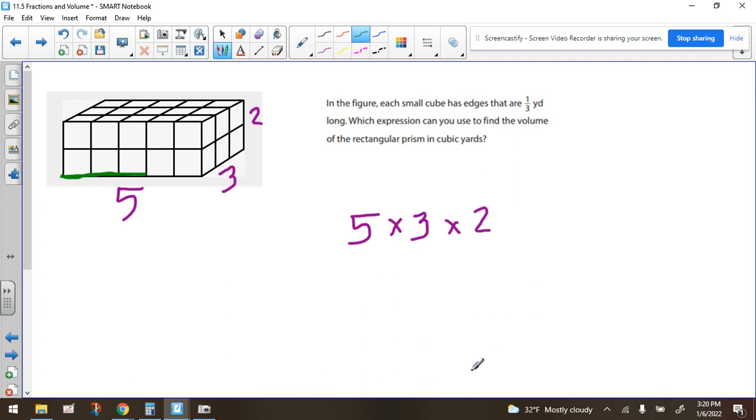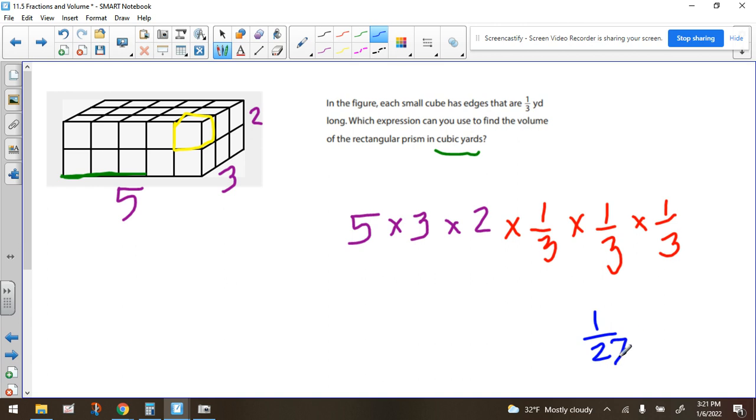So how do we deal with that when they want to know the actual volume in cubic yards? Because if I multiply 5 times 3 times 2, then I'm really talking about how many 1/3 yard cubes I have. So that means we have to throw into the mix 1/3 times 1/3 times 1/3. And why are we doing 1/3 times 1/3 times 1/3? Because if we wanted to get the actual volume of just one of these cubes, like this corner cube here that I have highlighted in yellow, it would be 1/27th.